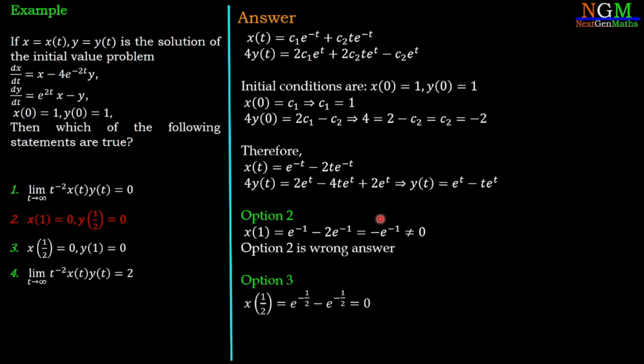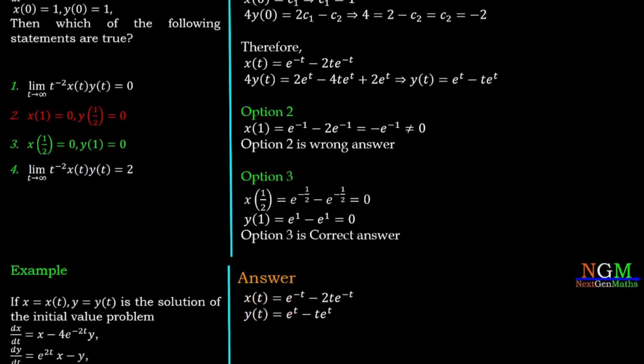Now find y of 1. So put t equal to 1 in the equation of y. We have y of 1 equal to e power 1 minus e power 1. So it will be 0. So x of 1 by 2 equal to 0, y of 1 equal to 0, which is the option number 3. So option number 3 is the correct answer.